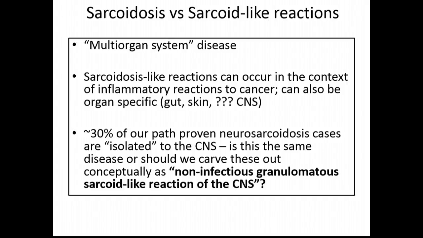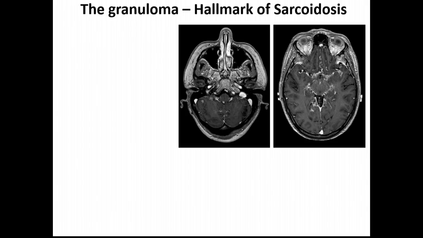And the reason I think this matters is that there's no one cookbook, no one algorithm to treat sarcoidosis. You have to treat the organ system involvement. And I'm not sure that these isolated neurosarcoid presentations necessarily follow the same rules that we learn from how you treat sarcoidosis in the lung or the skin or elsewhere. So I think that this is an active area of thinking that we need to do in neurology.